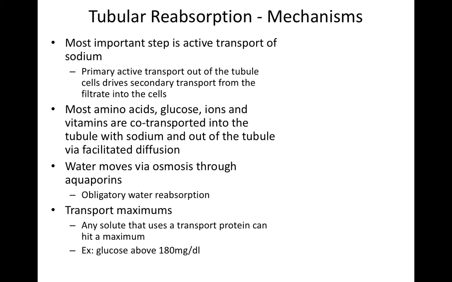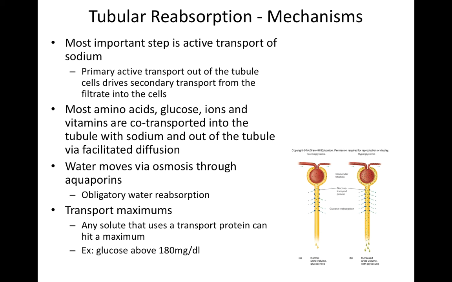Now, any solutes that use a transporter are going to have what's called a transport maximum, or essentially the point at which the transporters become saturated. So here we can see glucose. We start with glucose in the blood, which is going to get filtered out into the filtrate. And then we've got glucose transporters that should be able to reabsorb all 100% of our glucose. So our urine does not contain glucose under normal circumstances.